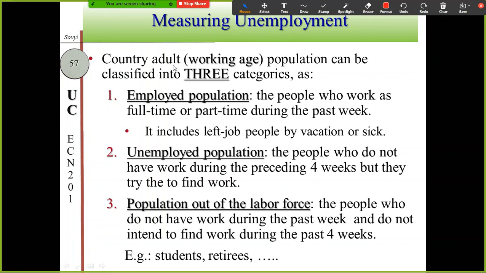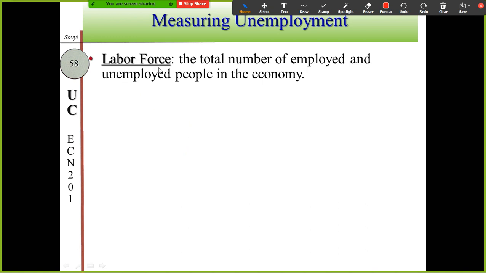So the country adult population, or country working age population, can be classified into three groups. One is employed population, second is unemployed population, and the third is population or people out of labor force, or not in labor force. Labor force is the total number of employed population plus the number of unemployed population in the economy or in the country.